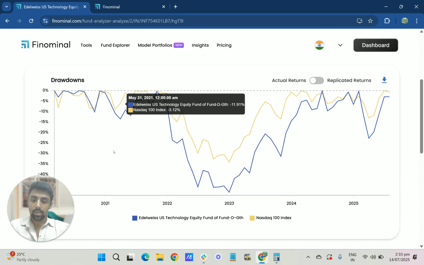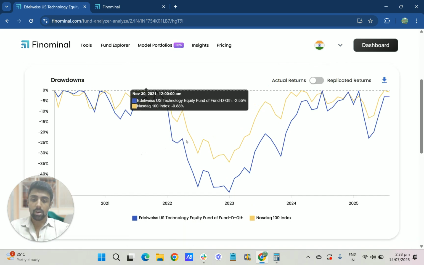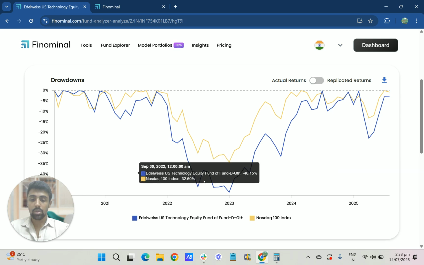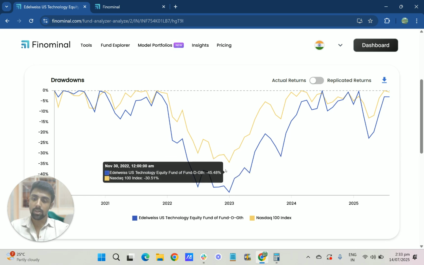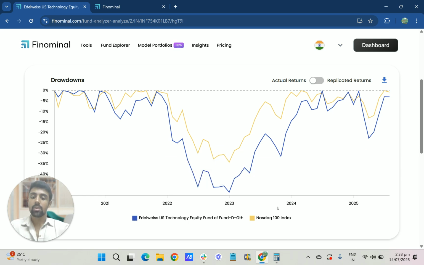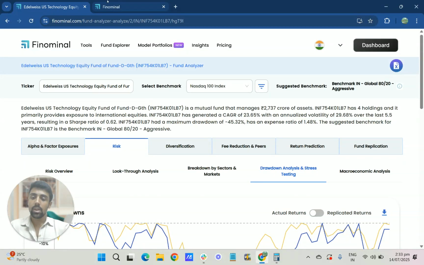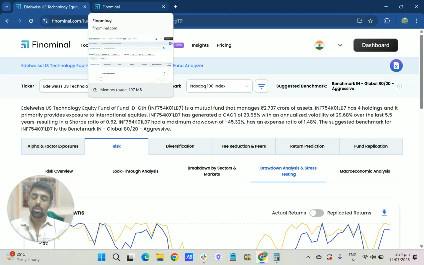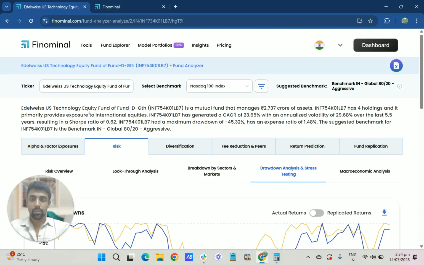And you can definitely see here the drawdowns, like during the 2022 market sell-off, both these funds actually went down. Now, this is a US tech fund, and we've also shown that when you compare it to Nasdaq, it hasn't done much for an active fund which is charging 1.5%, which is on the extremely higher end of the expense ratio scale.